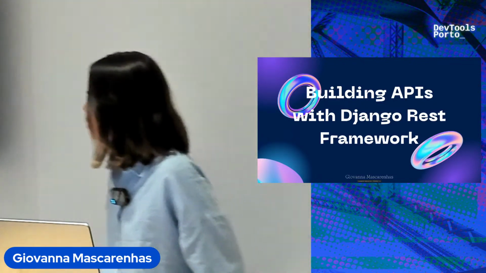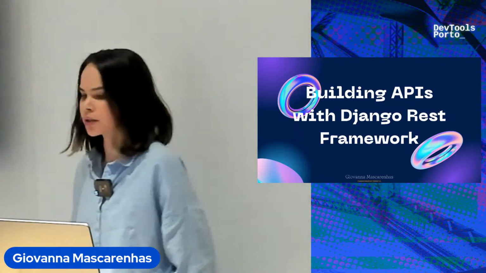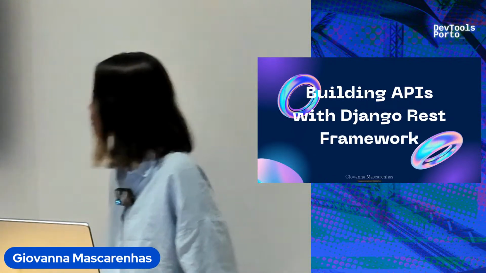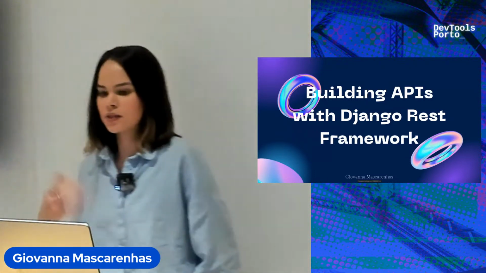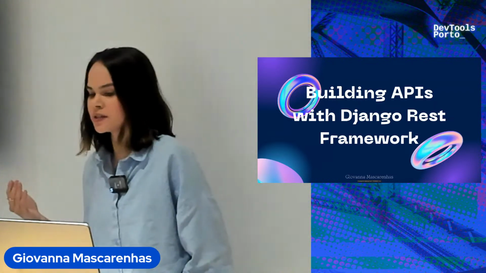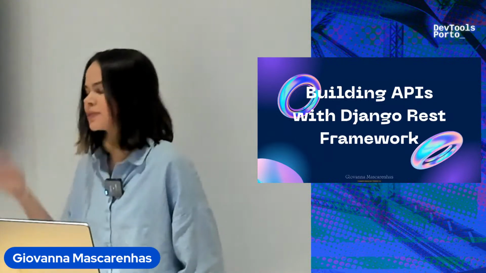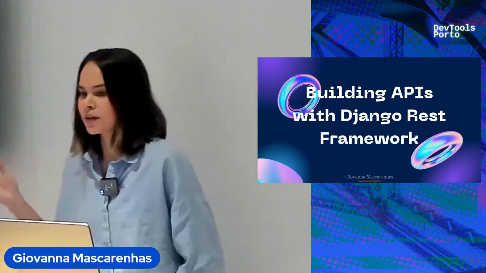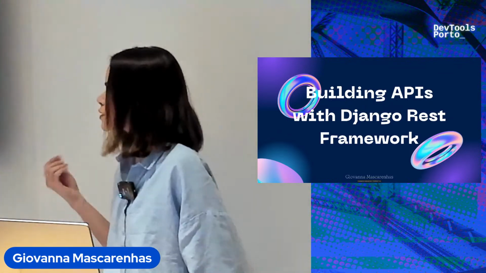So today we're going to talk about building APIs with Django REST framework. Django REST framework is a Python framework to build APIs. I wanted to bring this subject to discuss with you because today I think Python is a high subject in the market, and we have a lot of frameworks to work with Python. And I feel that Django is still on top.